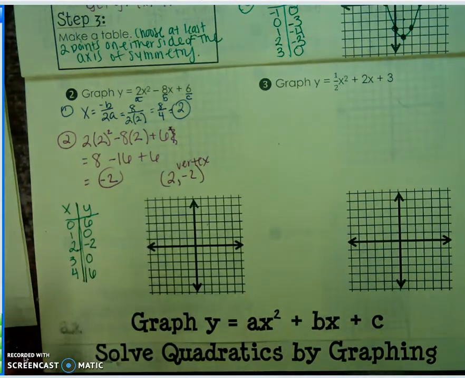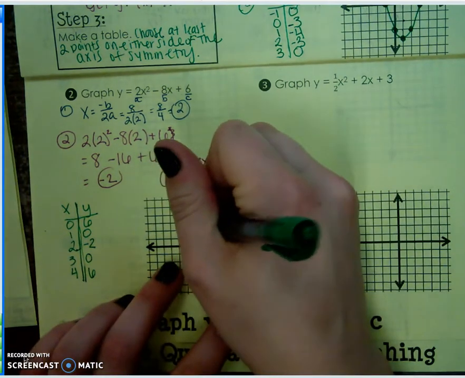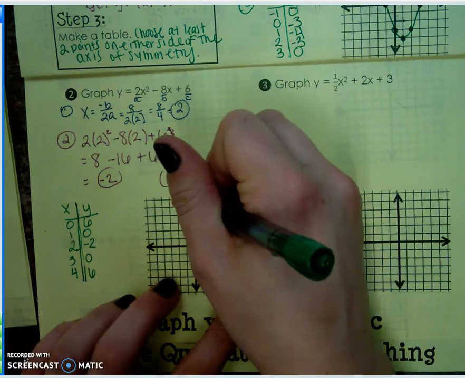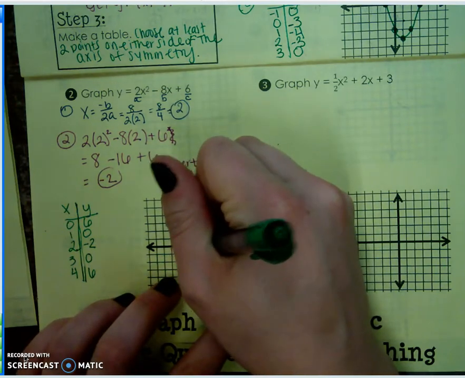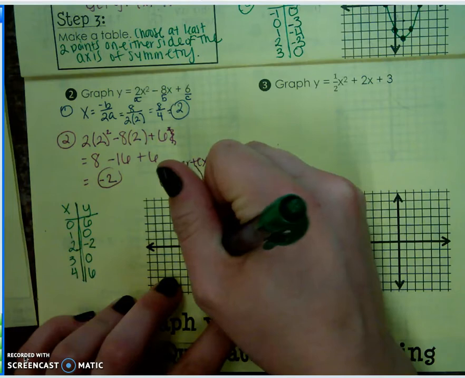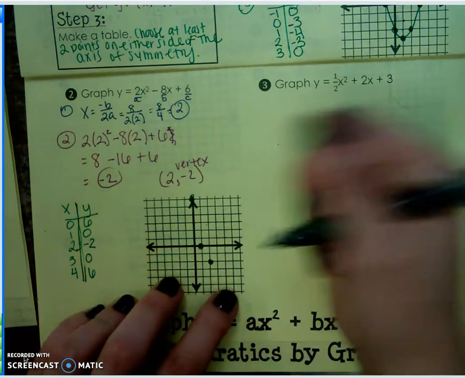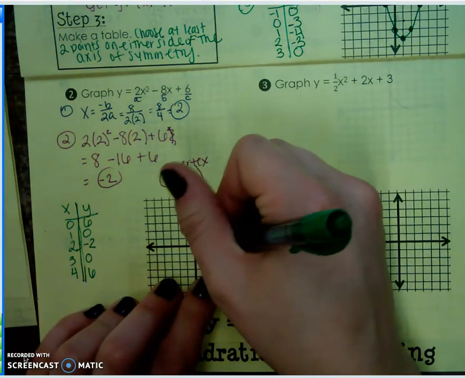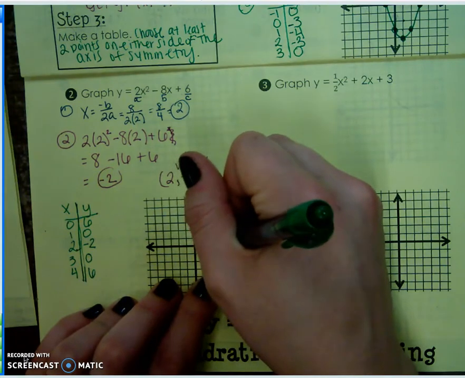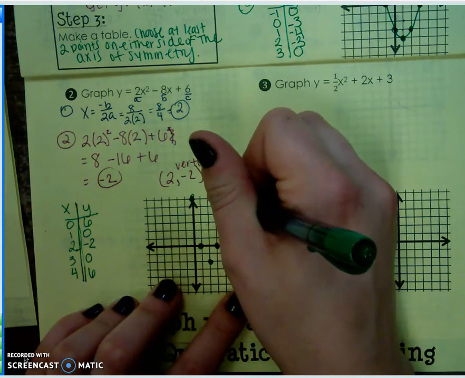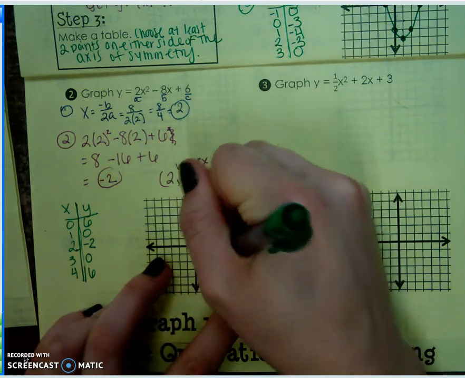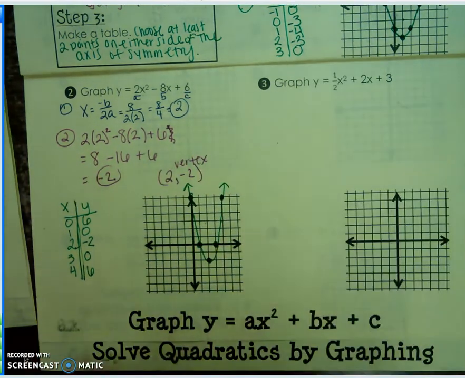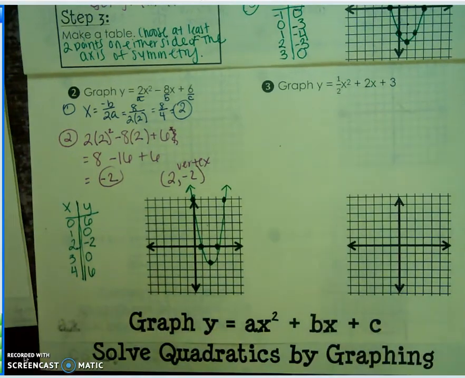So now I have my ordered pairs to graph my parabola. (0, 6), (1, 0), (2, -2). Oh, and that should be my vertex. I hope so. (3, 0) and (4, 6). Perfect. And that was the lowest point. That is my vertex, the lowest point on that parabola. Good. Number 3.